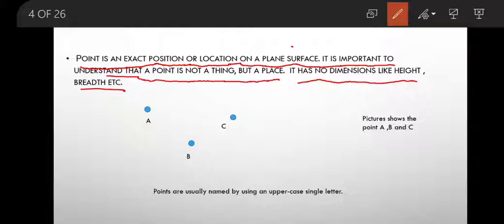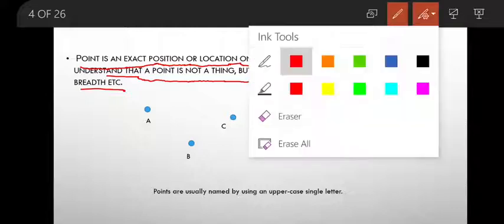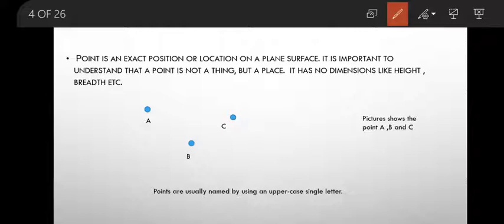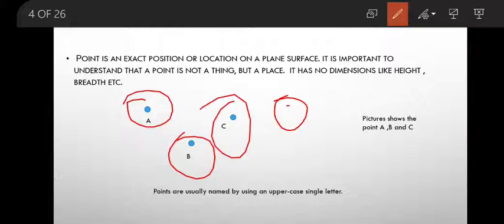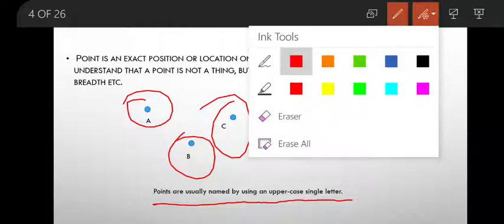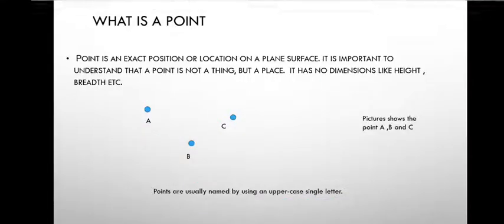What does it mean? As you can see, my phone screen is a plane surface. I put a small point here. So this is nothing but a location on this plane surface. The picture shows the points A, B and C. Points are named by using a single uppercase letter. We always name a point using a single uppercase letter.